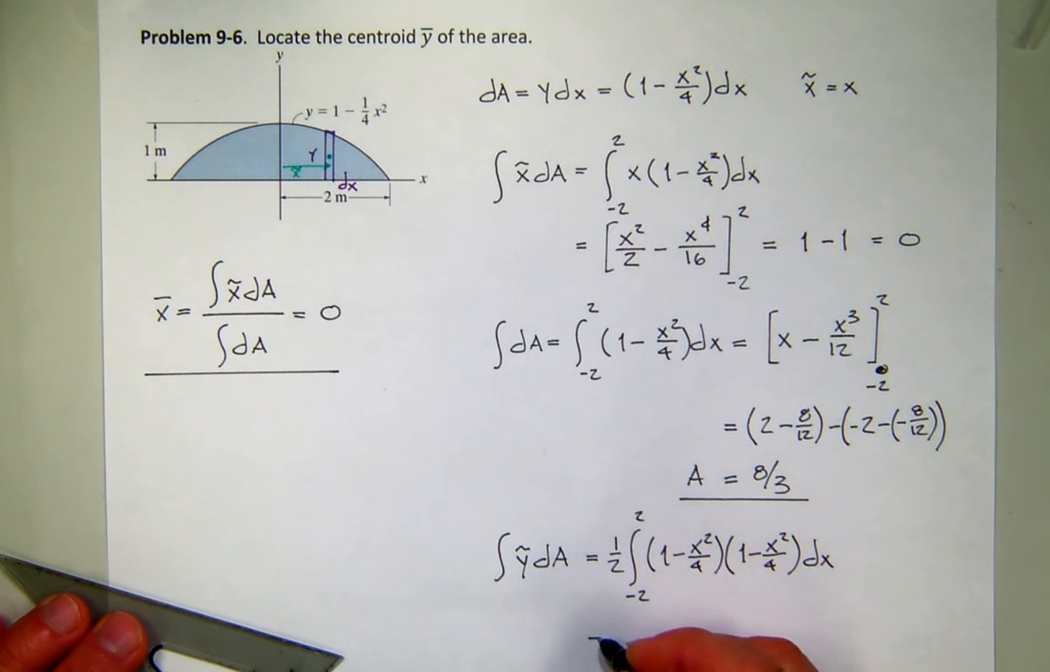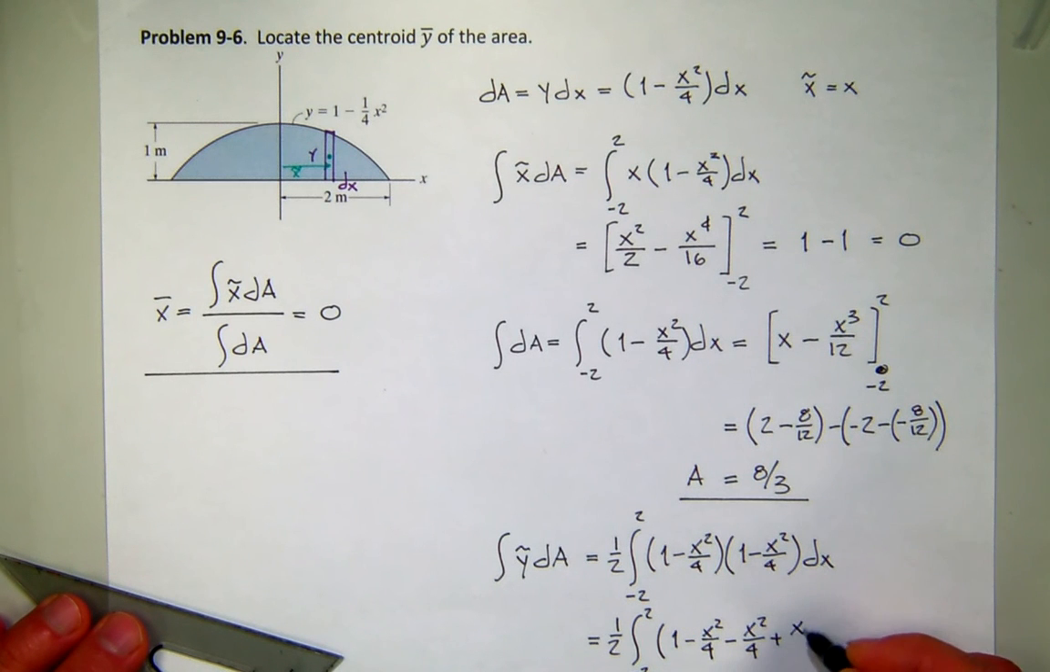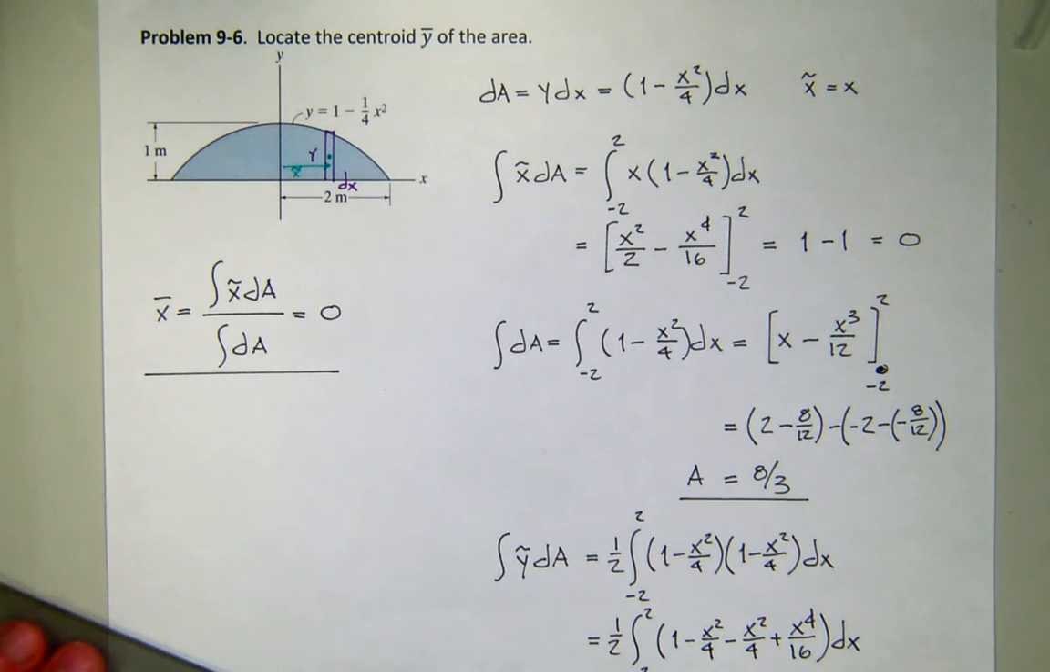Okay? That's going to take me a little bit of time to do up here. I'm slow, so I'm just going to multiply it through. So I'm going to have 1 minus x squared over 4, and then minus x squared over 4, and then plus x to the 4th over 16. You guys see that? Did I do that right?